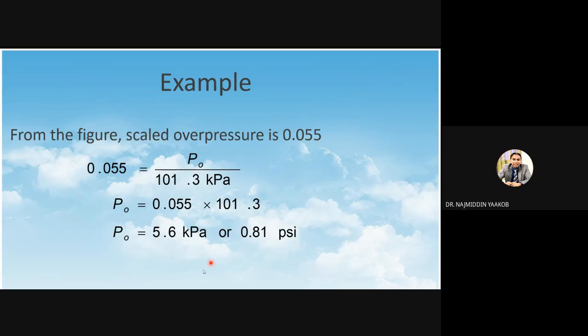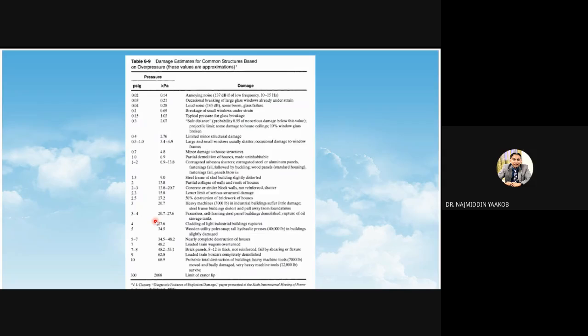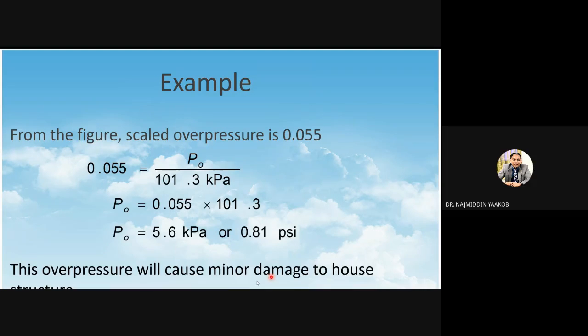Okay, so what damage can this overpressure do? From this, you refer to this table. Okay, 5.6 kilopascal is roughly here, 0.8. Okay, minor damage to house structure, something like that. So you just pick the most suitable. So this overpressure will cause minor damage to the house structure.